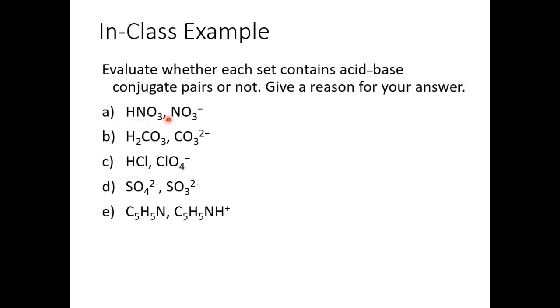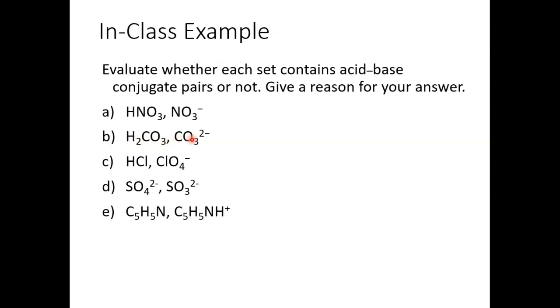Let's look at this first pairing. HNO3 and then NO3 minus. Is that a conjugate pair? Why? These two formulas are only different by one single H plus. This is nitric acid, and this is the... yes, but I'm talking about name. What's the name? This is the nitrate ion. Nitric acid, nitrate ion. Okay.